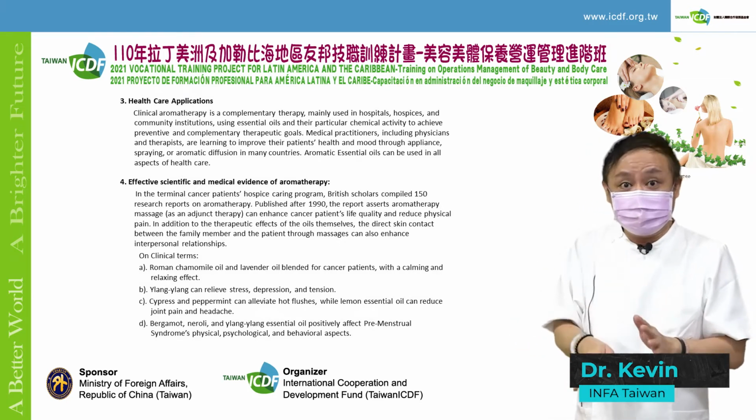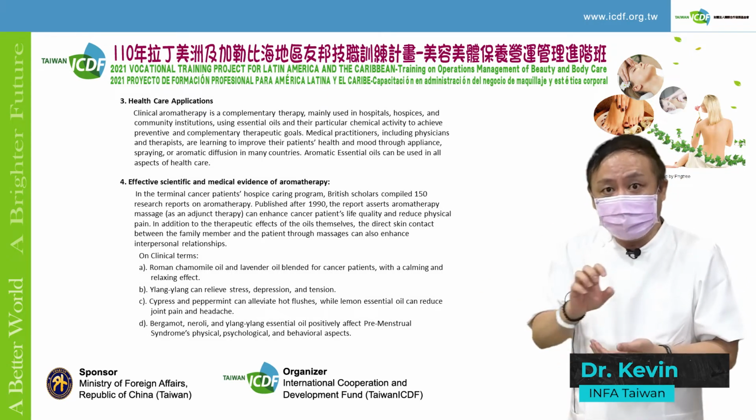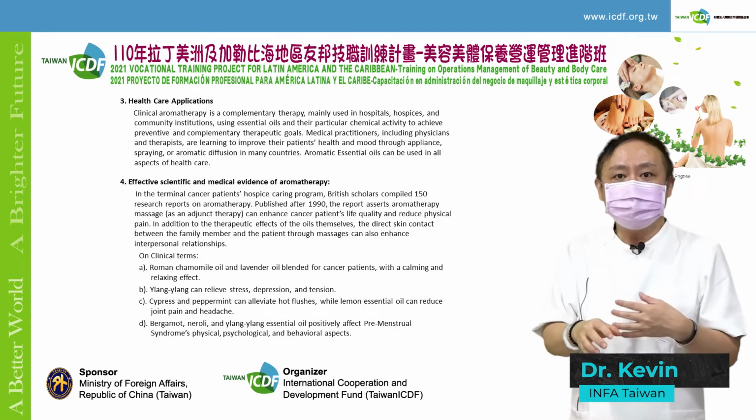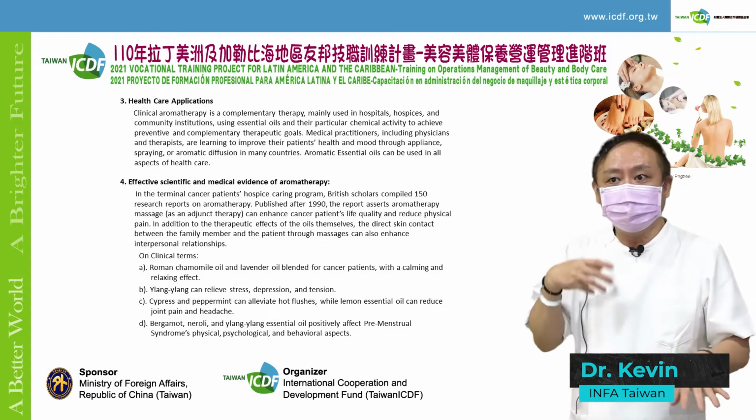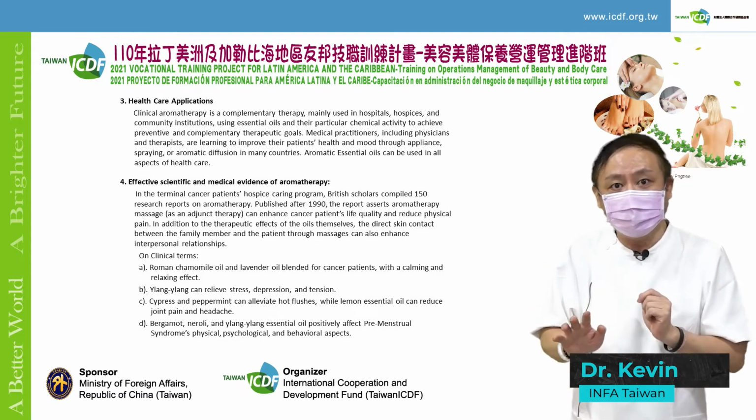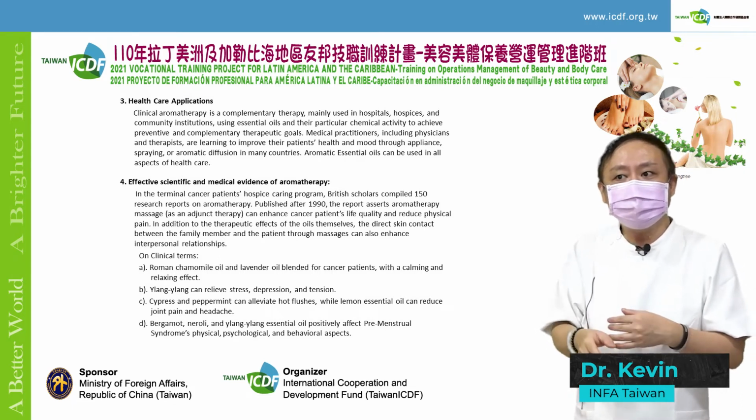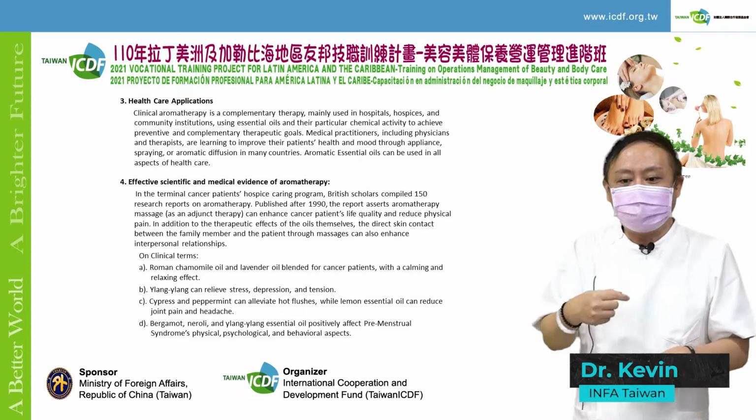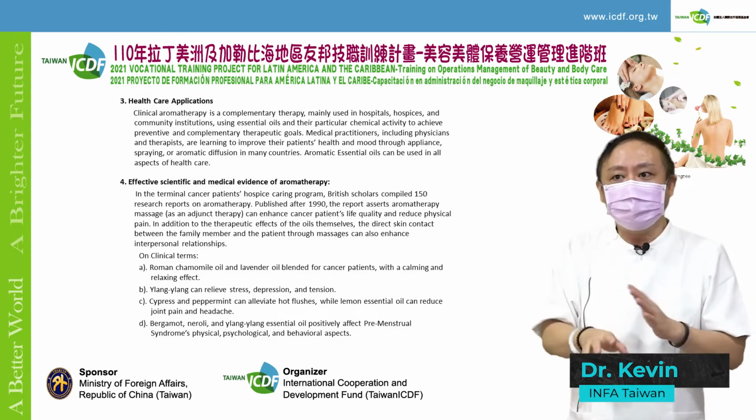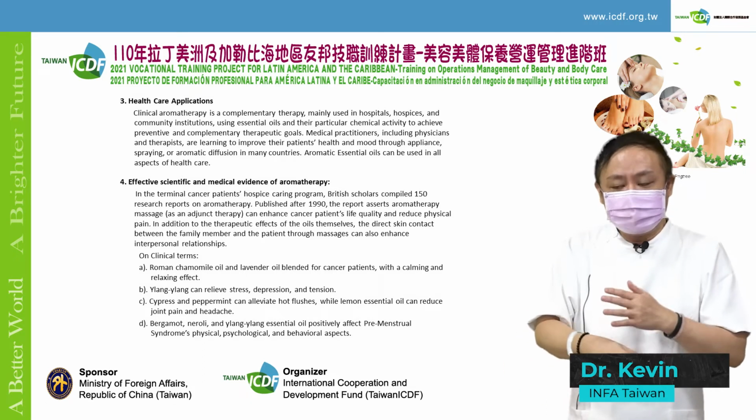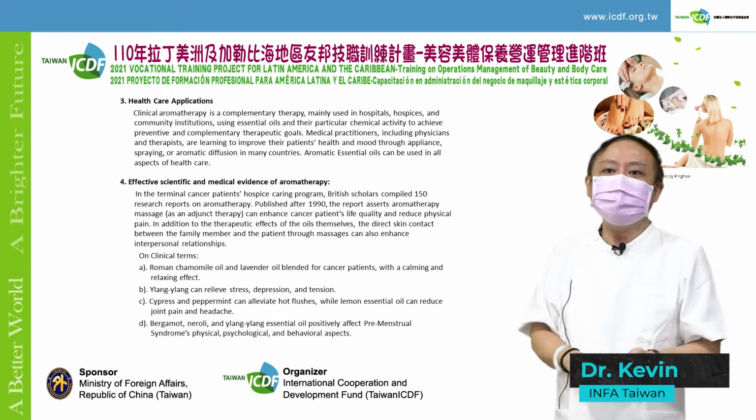Or for instance, ylang-ylang essential oil can relieve stress and also lower our depression and our tension. So we use ylang-ylang to soothe people's moods a lot. And also, cypress and peppermint can alleviate hot flushes. Or, for instance, sometimes during menopause, we can use peppermint and cypress. It'll be the same formula. And lemon essential oil can reduce joint pain and headache. It also boosts our digestive tract. So lemon essential oil works very well for that.